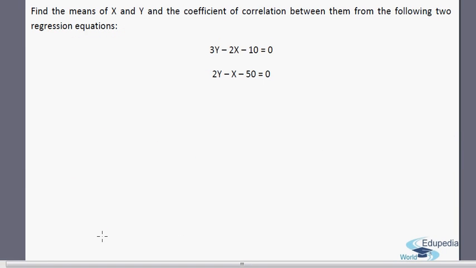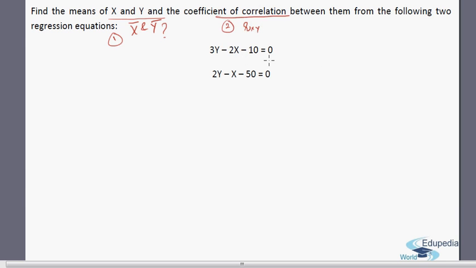Here we have the next one. Here they are asking you to find the mean of x and y and the coefficient of correlation between the following two equations, okay. So they're asking you to find the means of x and y, that is x bar and y bar. This is the first part, okay, and the second is the coefficient of correlation r between x and y for the following two regression equations.